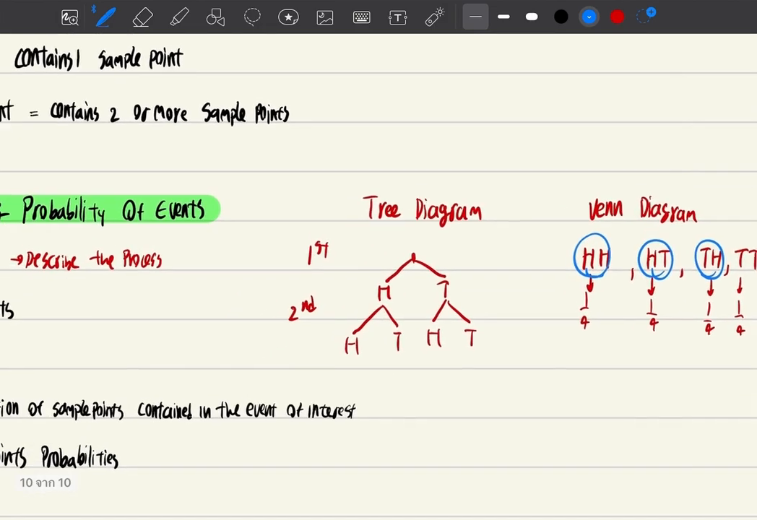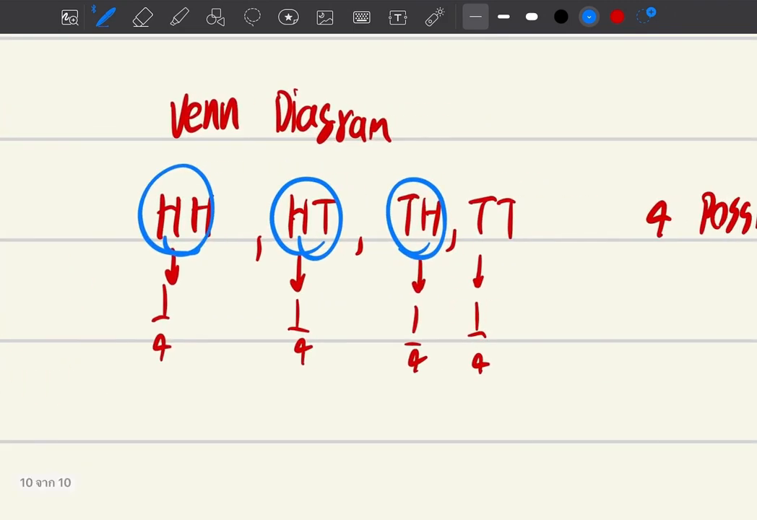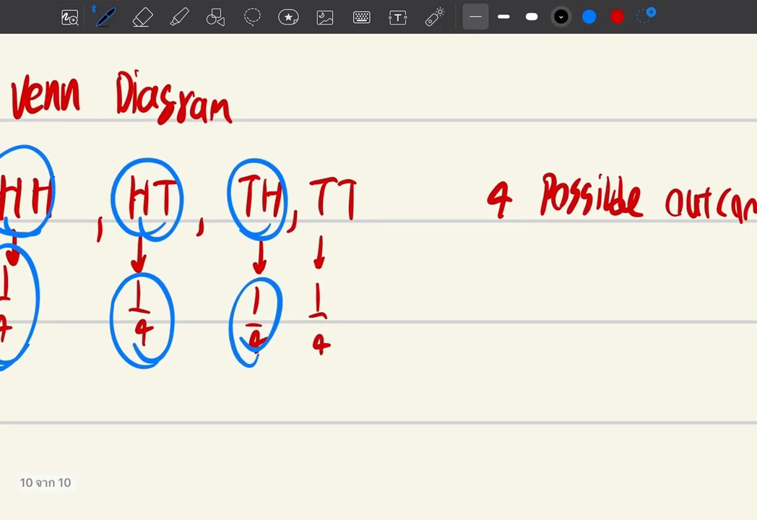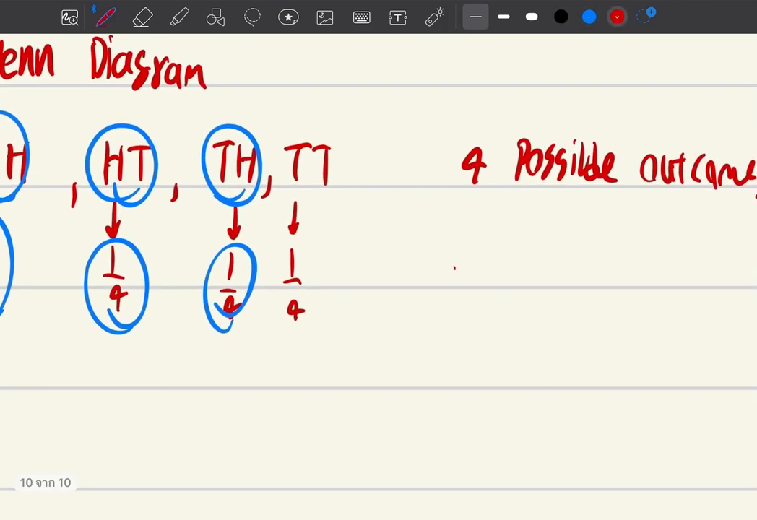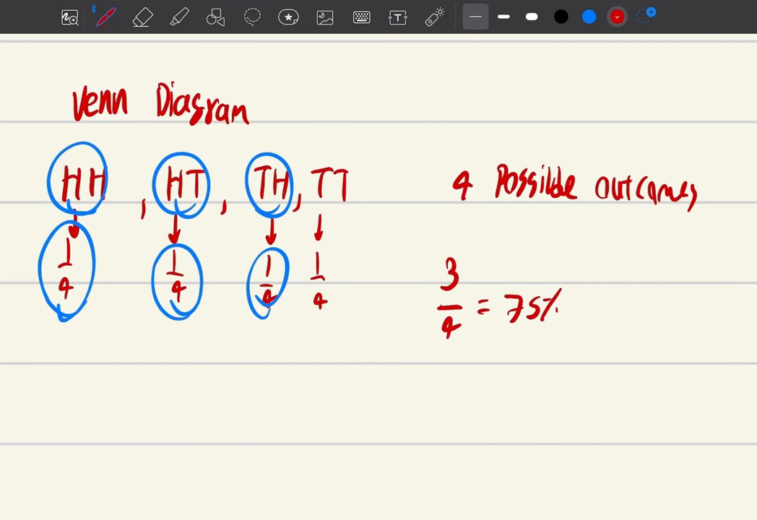And then we move to the last step, which is to sum the sample points' probabilities. So we will sum here, here, and here, which is equal to 3 over 4 or 75%. So we can say that the probability of getting at least one head from flipping one coin twice is 3 over 4.